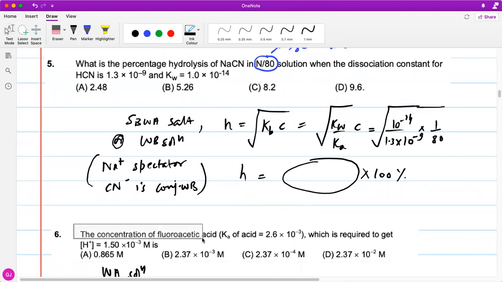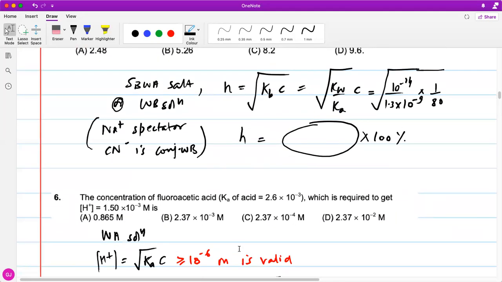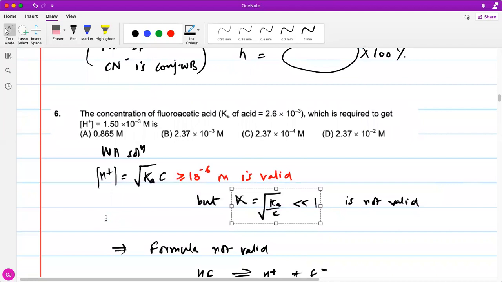Now, next question talks about the concentration of fluoroacetic acid, which is required to get H plus concentration this much. Now, by looking at the question, identifying the scenario, we say it's a weak acid solution, and H plus is equal to root KaC is the formula to go for. However, the question data is actually such that you also should check for the approximation of alpha, because the formula are only valid when both the approximations of weak acid are valid. So as soon as I do that, I realize that alpha is not much less than 1. Hence, you should not use the formula.